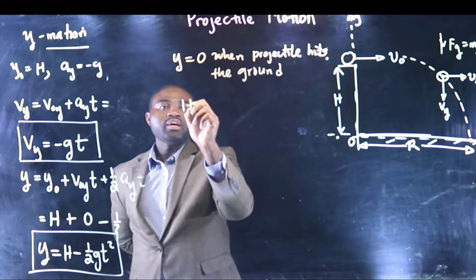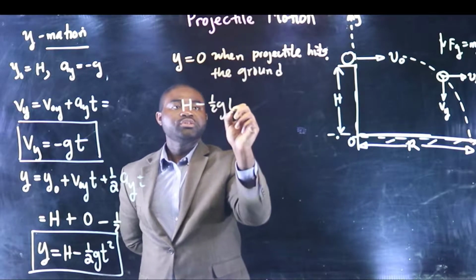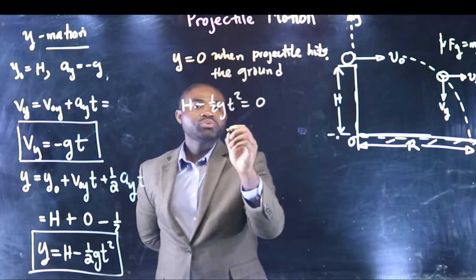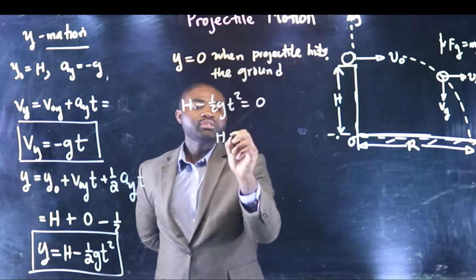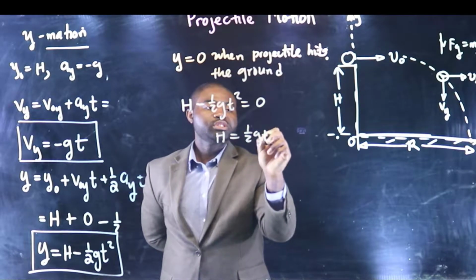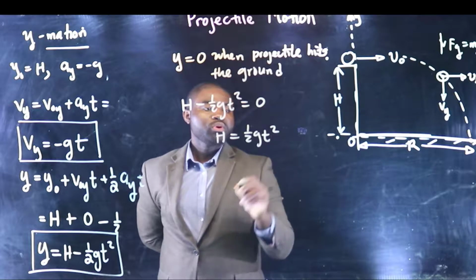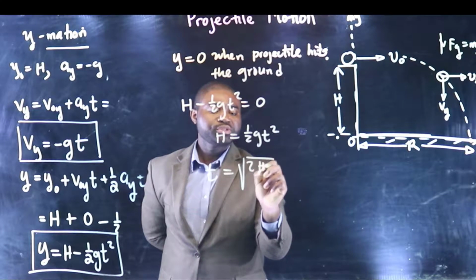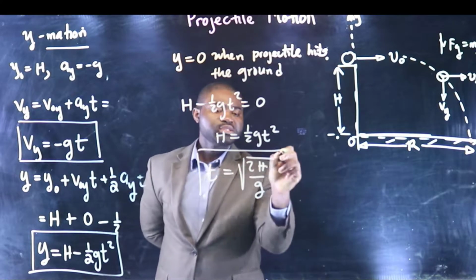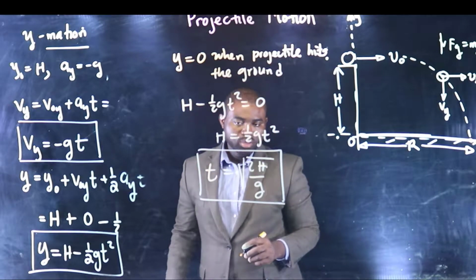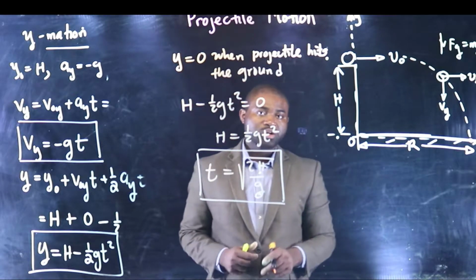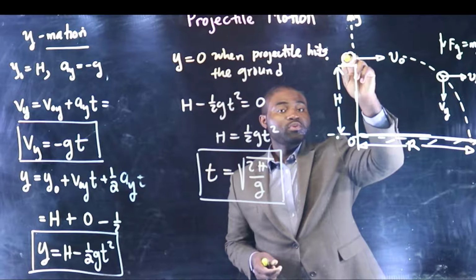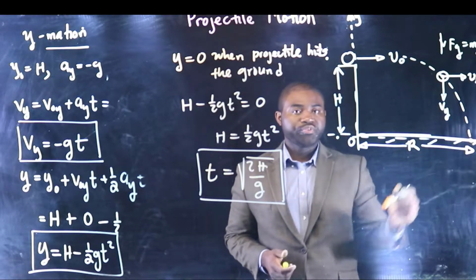this would mean that h minus 1/2 g t squared is equal to 0, which will mean that h is equal to 1/2 g t squared, and therefore if we simplify, t will be equal to the square root of 2h over g. This right here, my dear friends, is the time of flight. In other words, it is the time it will take the projectile to leave from this point to this point.